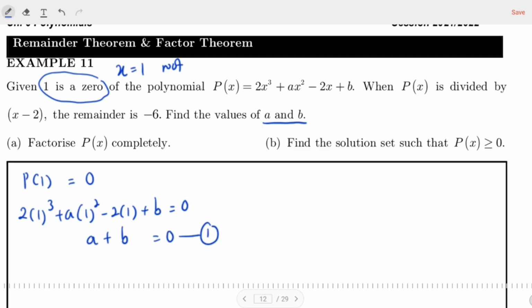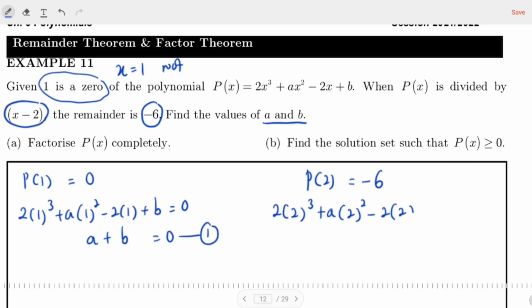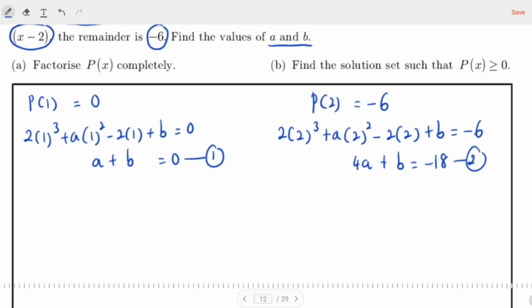And then for the second equation, when p(x) is divided by x minus 2, it means that we need to substitute 2 into the polynomial, but then it's not equal to 0. It is equal to -6, since the remainder is equal to -6. So we substitute 2 into the polynomial, and then we make it equal to -6. So we get the second equation, 4a plus b equal to -18. And then we solve simultaneously.